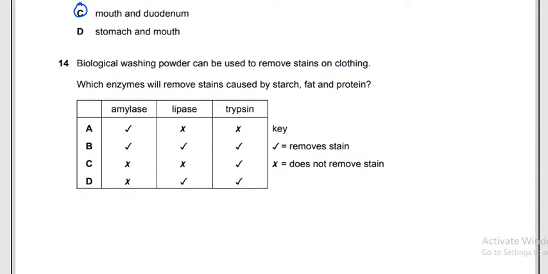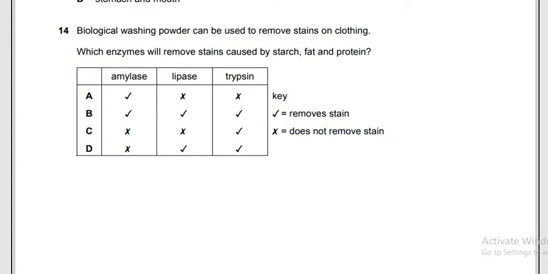Now, biological washing powder can be used to remove stains on clothing. Which enzyme will remove a stain from starch? Starch can be broken down by amylase, fat can be broken down by lipase, and protein can be broken down by pepsin or trypsin. So the answer will be amylase for starch, lipase for fat, and trypsin for protein. So the answer will be B.